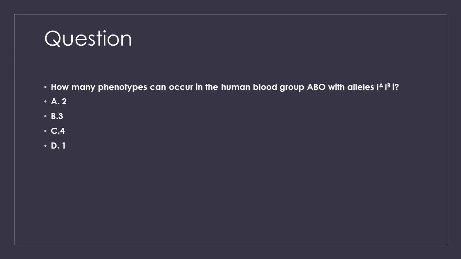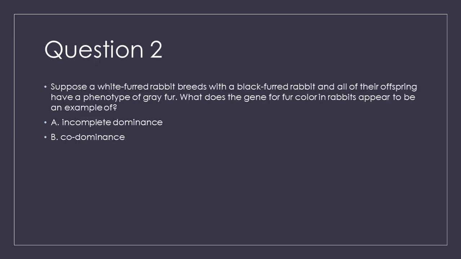Okay, how many phenotypes can occur in the human blood group A, B, O with alleles A, B, and I? Now, three are there. So, how many phenotypes can occur in the human blood group? That is A, B, O. Just go through the table of the formation and then solve it. Few more questions are there with you. Now, a white furred rabbit breeds with a black furred rabbit and the offspring have the phenotype of grey. So, what will it be? In between it is there. So, blending has occurred. I have given you the hint.